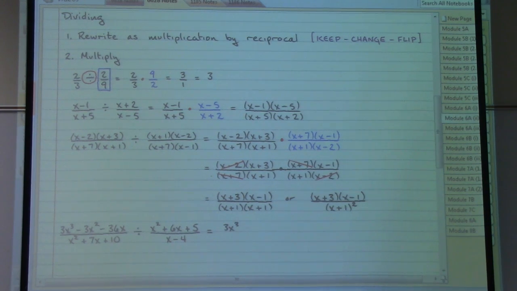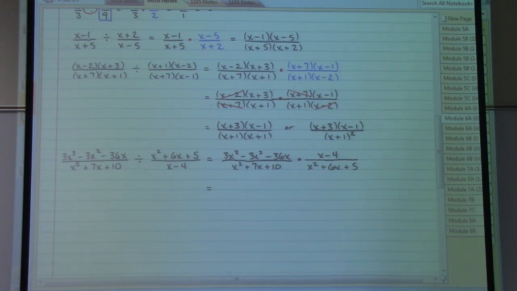Keep the first fraction the same. So just recopying that as it originally appeared. We're going to change the division to multiplication, and then we're going to flip the second fraction. So now we have a multiplication problem to work out.